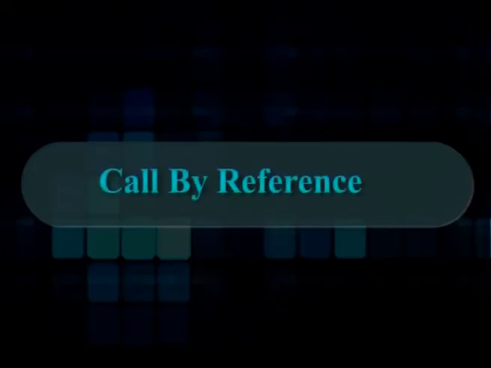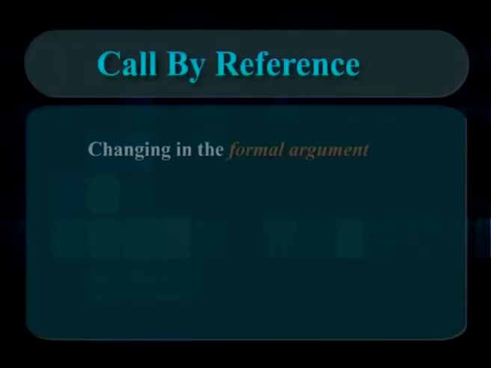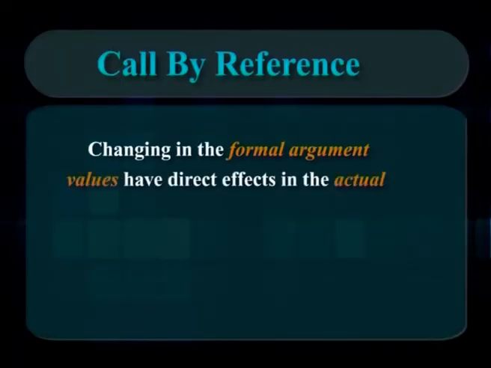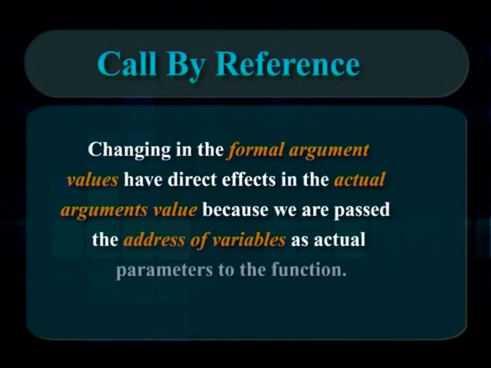The second method is call by reference. On the other hand, call by reference is a method in which the memory address of each argument is passed to the function. By this method, the changes made to the arguments of the function will affect the variables in the calling function. That is, changes in the formal argument values have direct effects on the actual argument values because we pass the addresses of variables as actual parameters to the function. Here, arguments are in read-write mode.